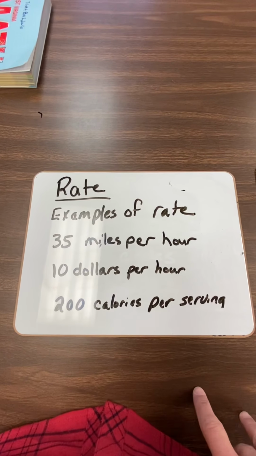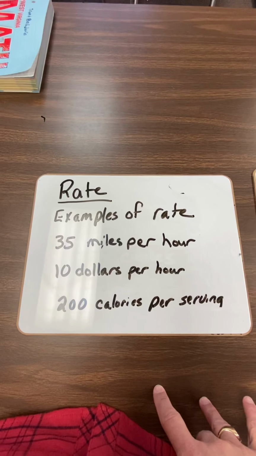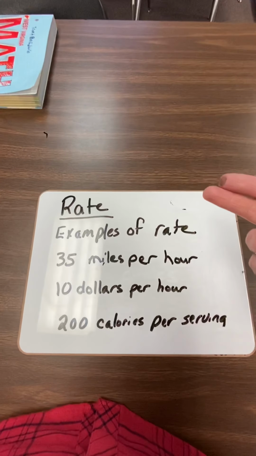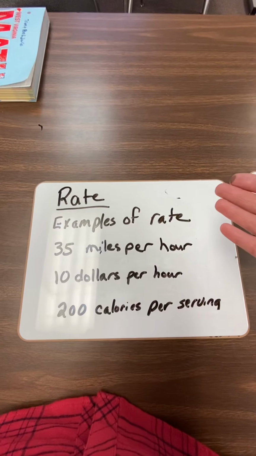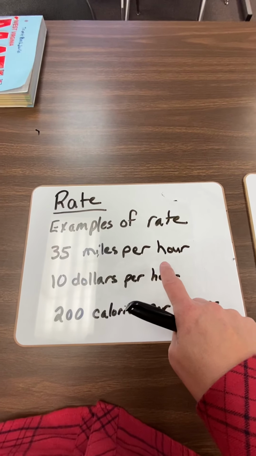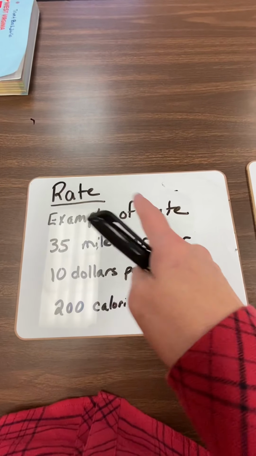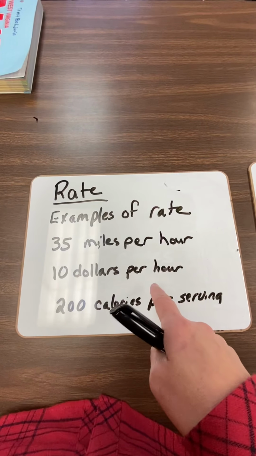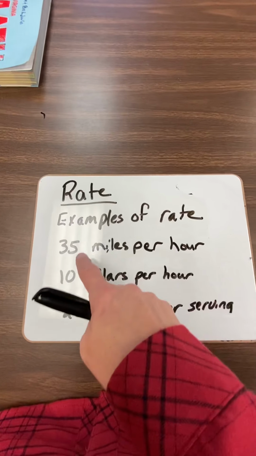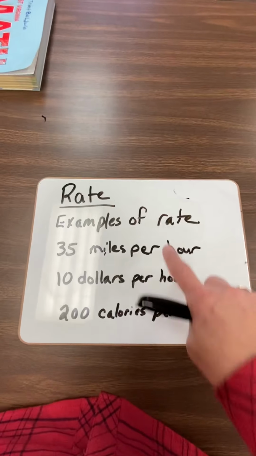Okay, today we are going to be discussing unit rate. But before we talk about unit rate, you have to understand rate. Some examples of rate that you may have seen in your life: 35 miles per hour. That just means you travel 35 miles in 1 hour. $10 per hour just means you make $10 for every hour that you work. These two are something happening in a period of time, okay?